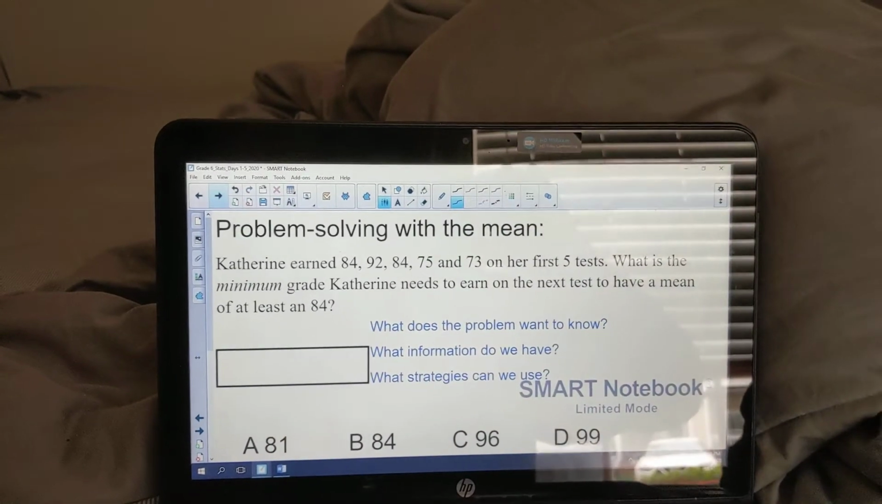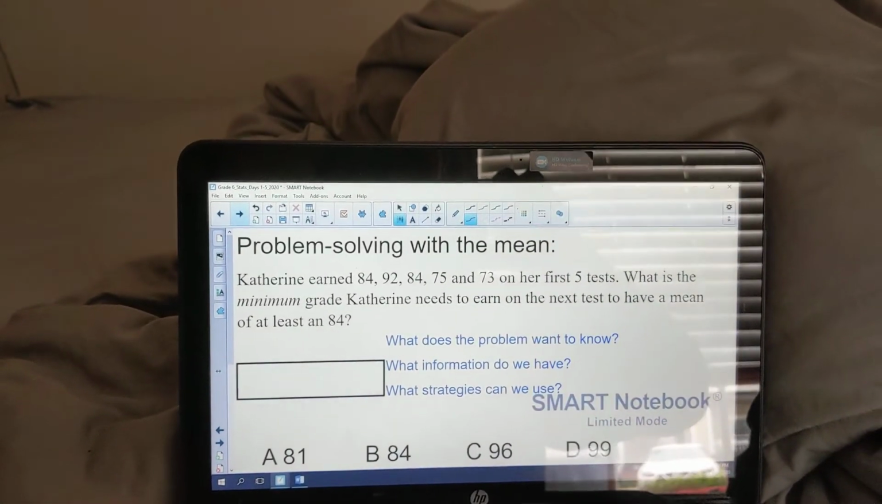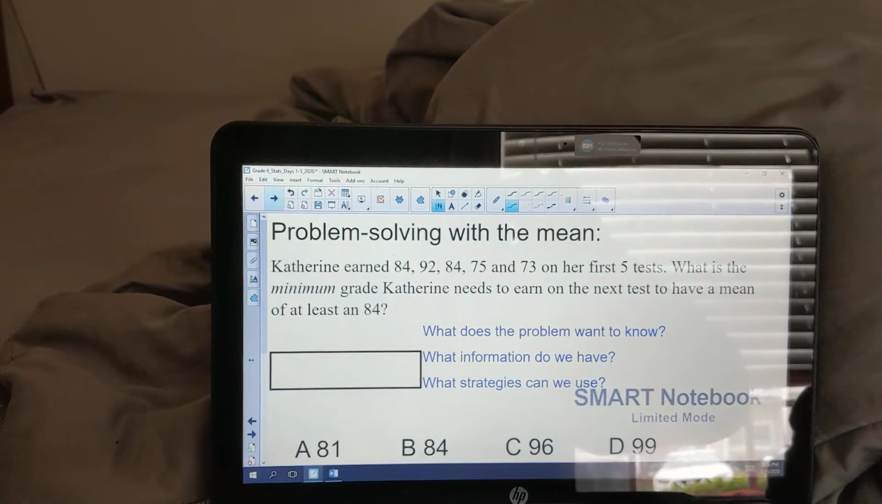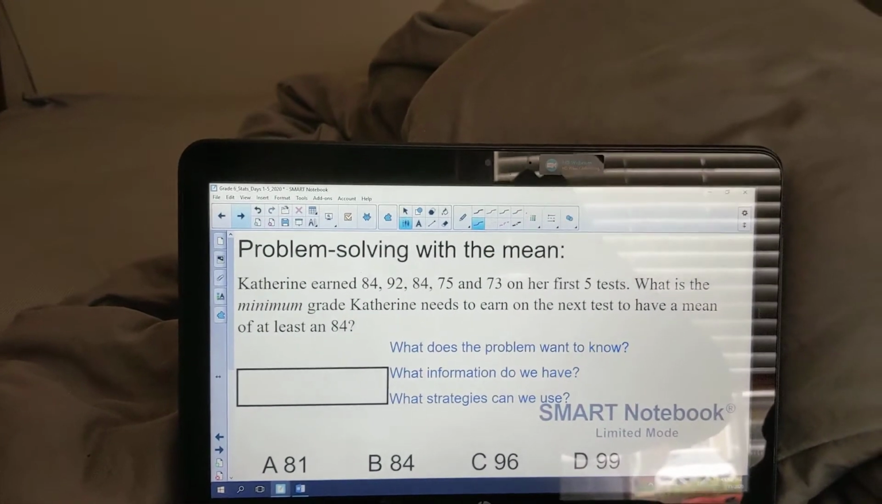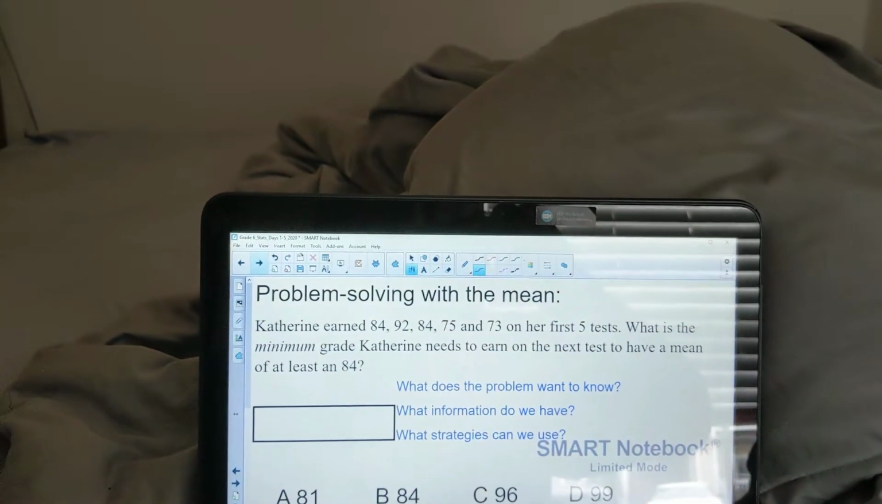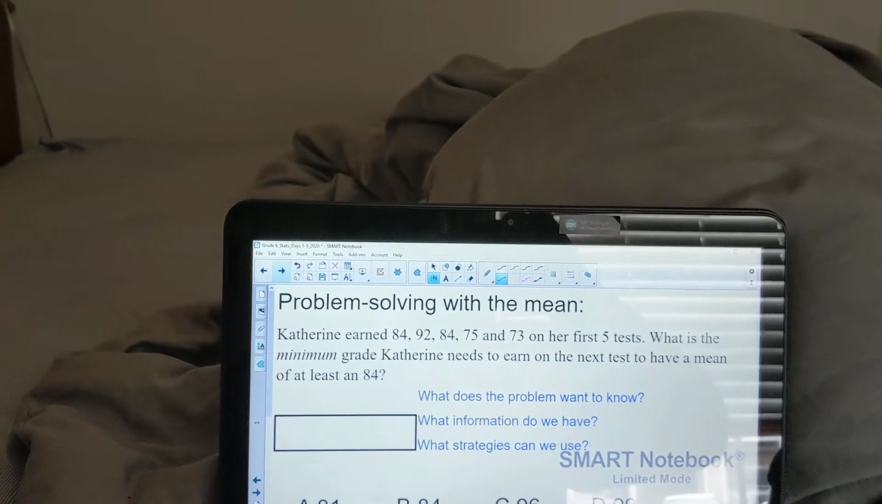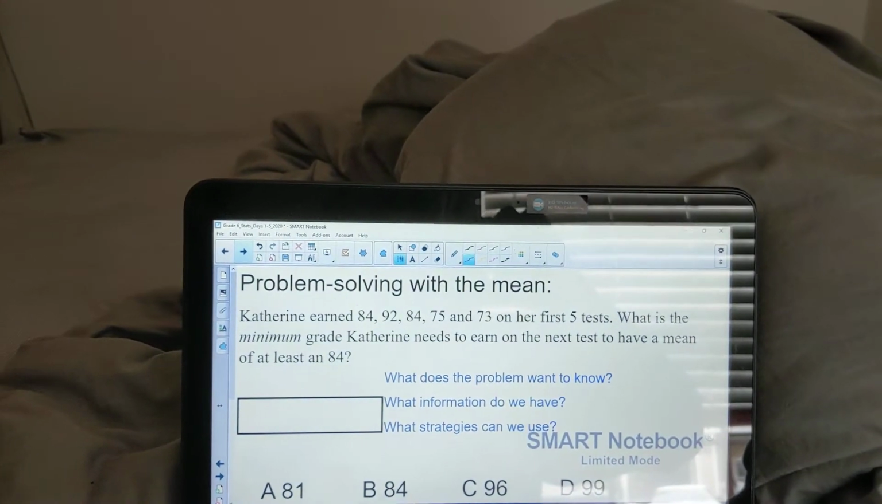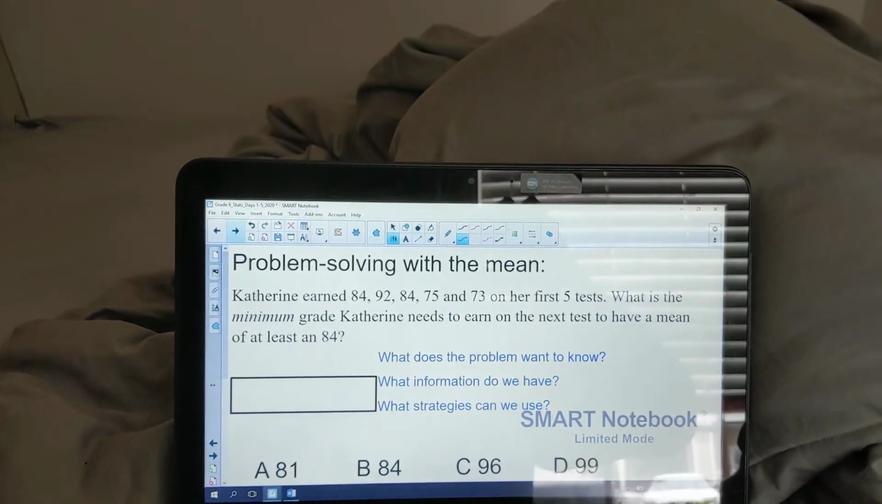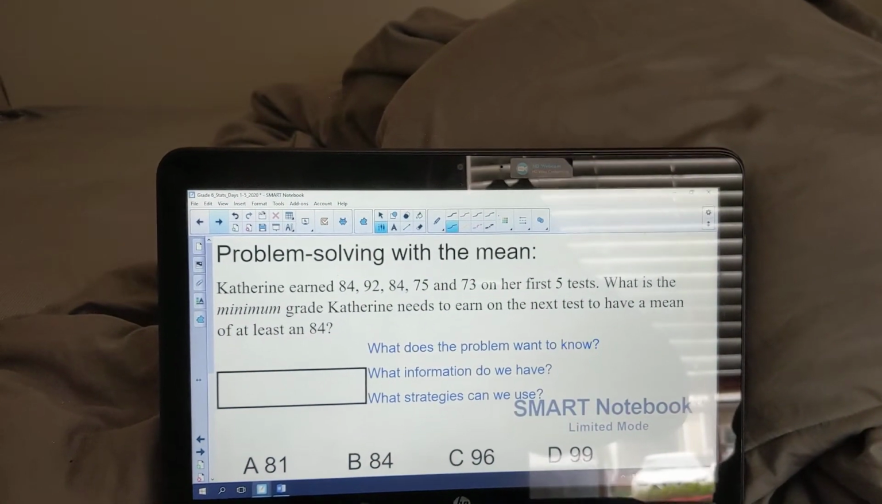Okay, today's lesson, we're going to continue working with the mean. And if you remember from yesterday, the mean is the average of a data set. To calculate it, you add up the total that you have, and you divide by how many there were. In this case, we're going to be doing a little bit of problem solving, so slightly more difficult than yesterday.